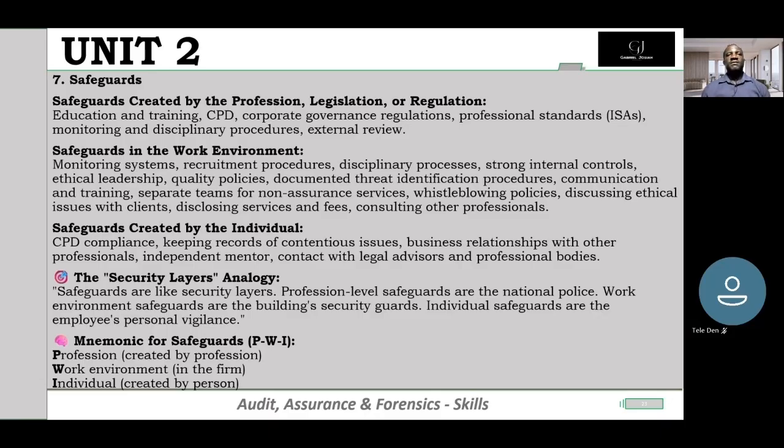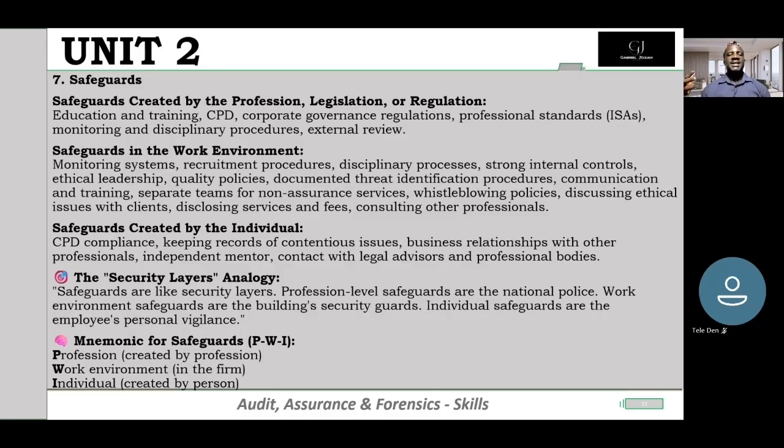Safeguards in the work environment speak to monitoring systems and recruitment procedures. Then we have strong internal controls, ethical leadership, quality policies, and documented threat identification. We also have separate teams for non-assurance services, whistleblowing policies, discussing ethical threats with clients, and consulting with professionals. Then there are safeguards created by the individual: CPD and mandatory continuous program of education compliance, keeping records of continuous issues, business relationships with other professionals, independent mentorship, and contact with legal advisors and professional bodies.